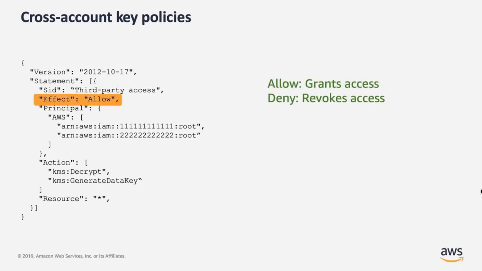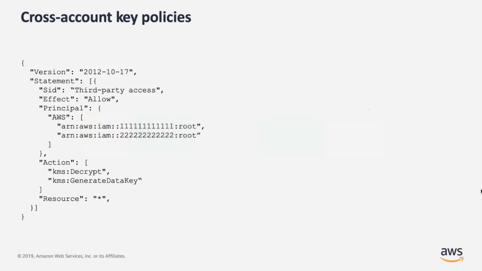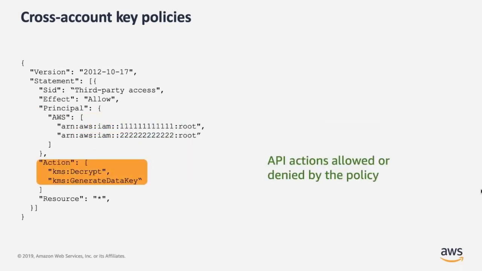So the first thing I want to highlight is the effect field that can be allow or deny. Allow does what it says, it allows access, and deny revokes access to resources. Next is the principal. So these are your external AWS accounts. For example, that SaaS in the last diagram, that would be their AWS accounts here, whatever they provide to you, the customer, or if you're the SaaS, what you're providing to your customer to get access to this KMS customer master key.